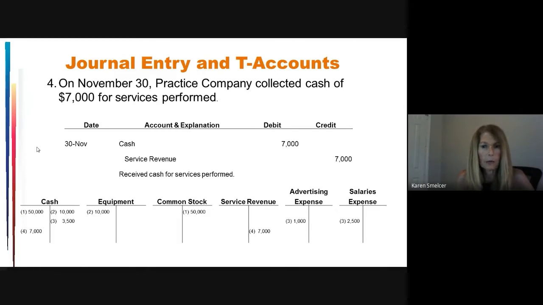It may seem a little counterintuitive to have income increase with a credit, but that is how it works in the double entry accounting system. So just be careful with that. So we're going to record $7,000 because we performed some service and we can record that as income. Okay. Again, I've put the description below that, and I've added this final transaction to our T accounts.